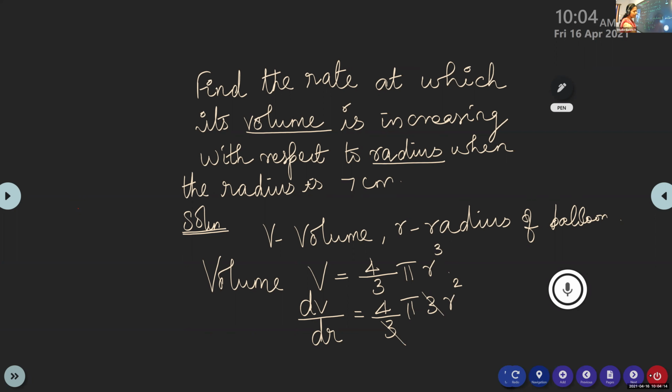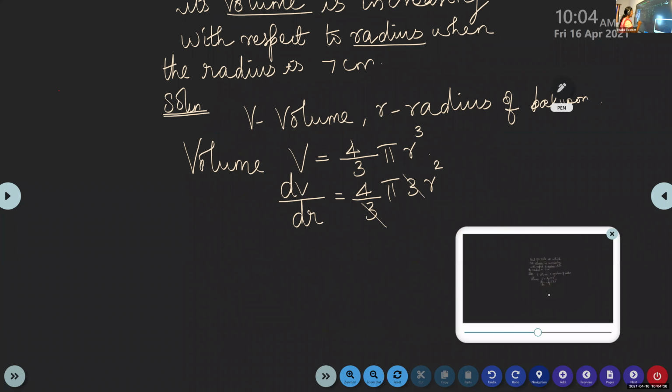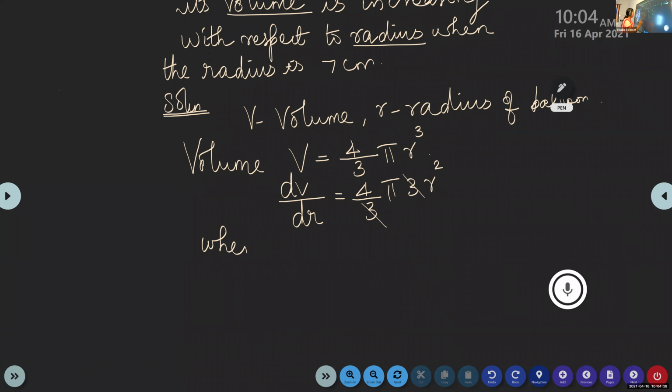Now what is given? Radius is given. Find the rate at which volume is increasing with respect to radius when the radius is 7 centimeter. So when r is 7, substitute here. What is dV by dr? 4 into pi, you can write this as 22 by 7, r square, 7 into 7. So these two will get cancelled. 88 into 7.